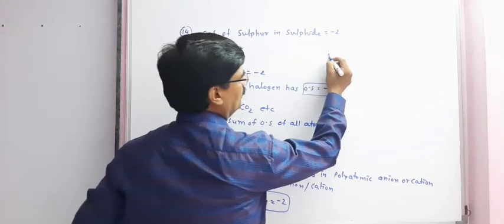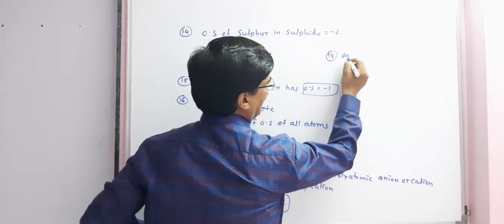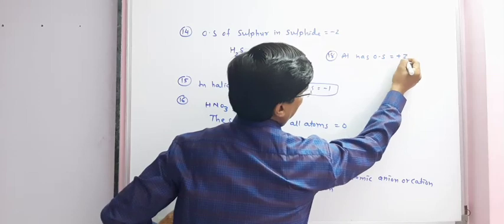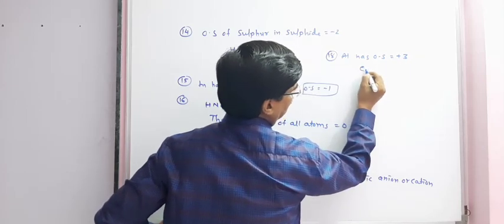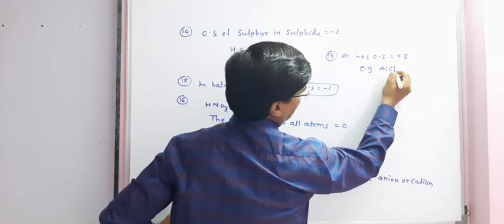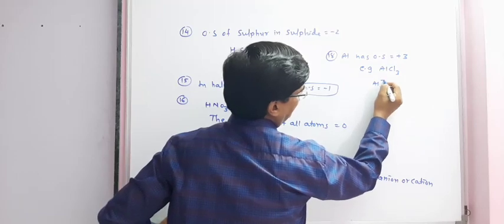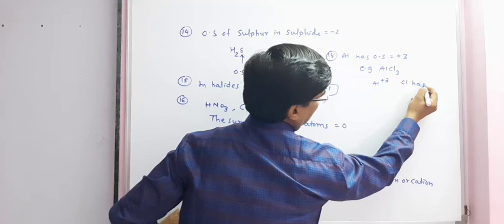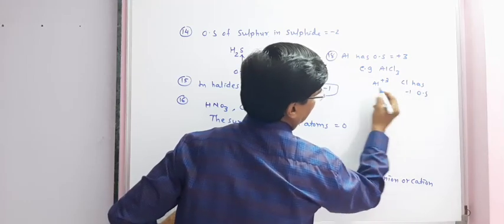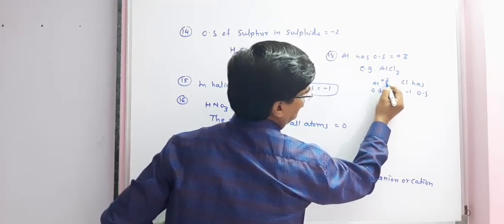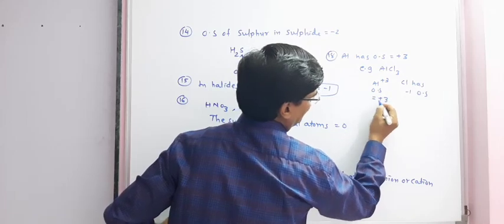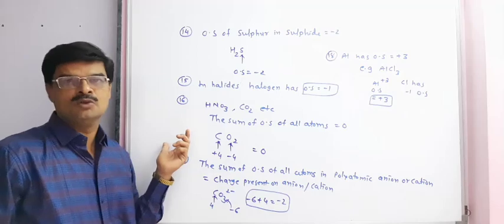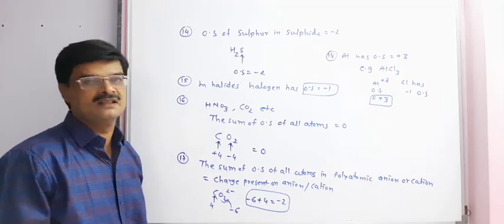And one more rule. Aluminium has oxidation state +3. For example, in AlCl3, Al has +3 oxidation state and Cl has -1 oxidation state. The oxidation state of Al3+ is equal to +3. So these are some important rules to find the oxidation state.